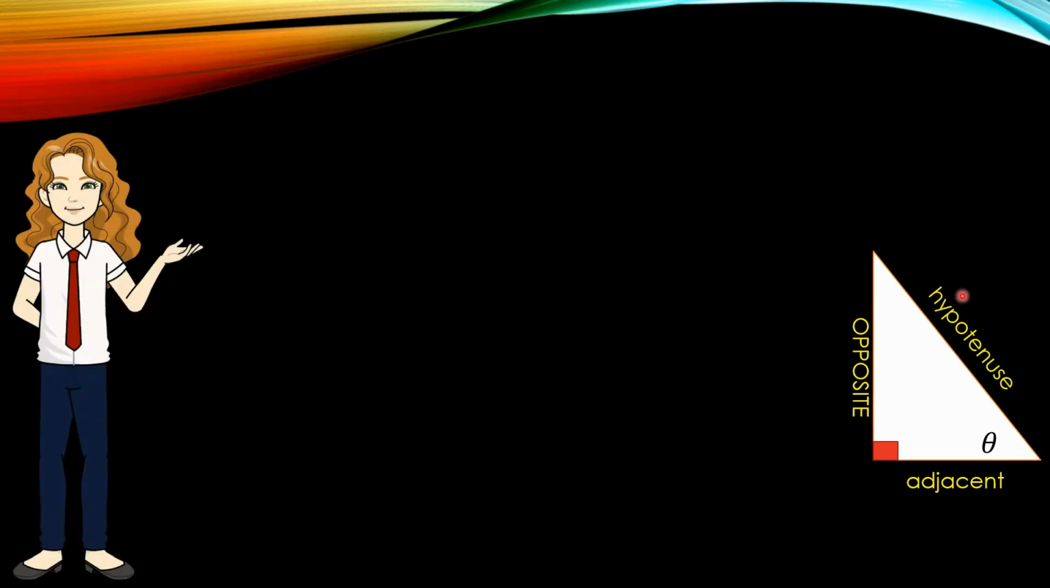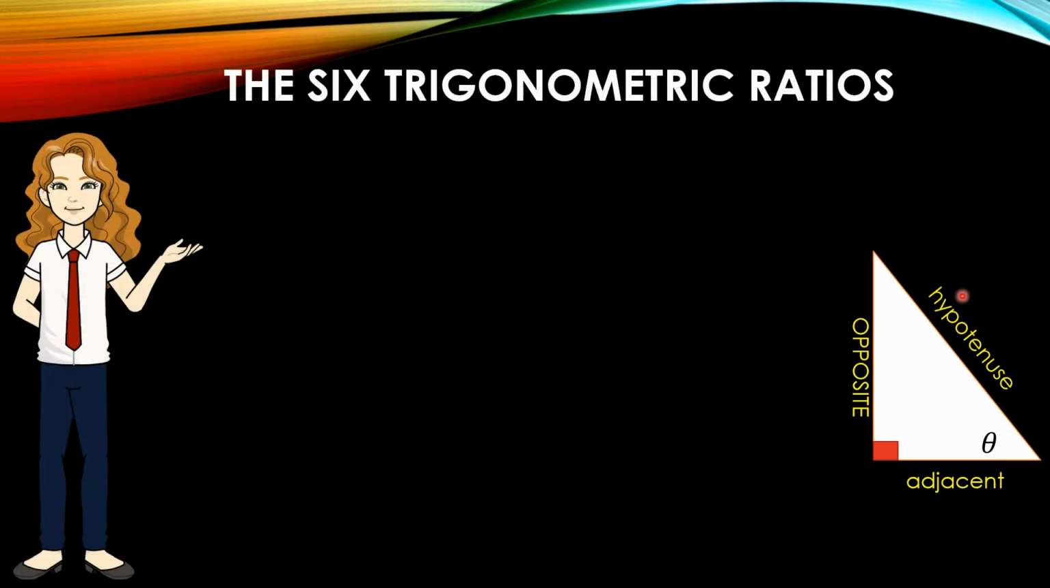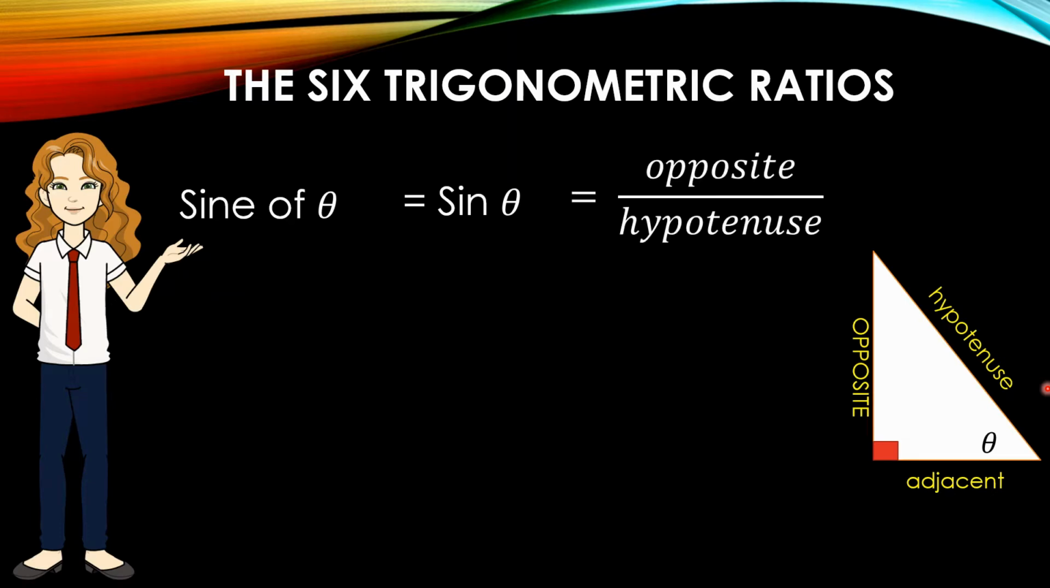Okay, now, what are the 6 trigonometric ratios? First, we have the figure. This is our reference angle. Again, this is the opposite, this is the adjacent, and this is the hypotenuse. When we say sine of theta, sine theta is equal to the opposite over the hypotenuse. Okay? Opposite over the hypotenuse.